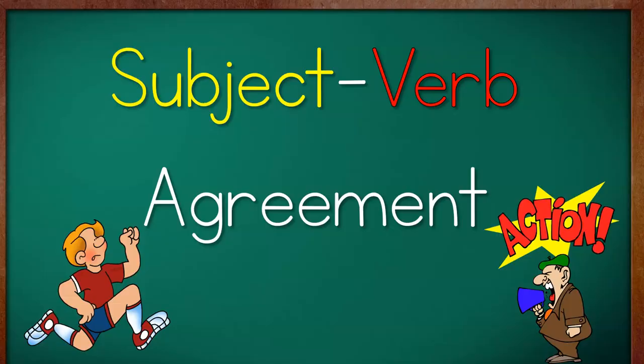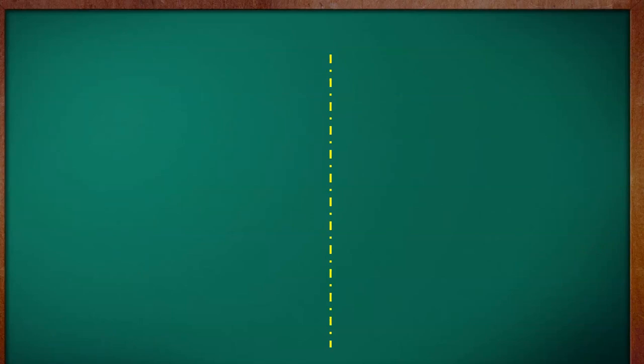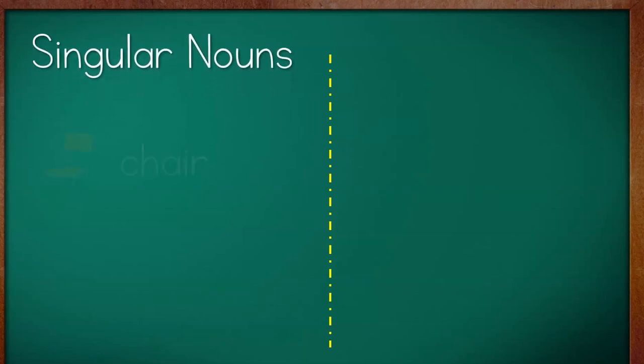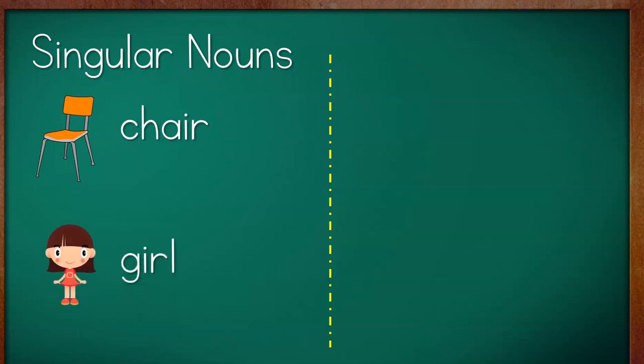Let's talk about Subject-Verb Agreement. Before we talk about Subject-Verb Agreement, we need to talk about singular nouns. So a singular noun is a noun that there's only one of. So here is a chair, there's only one chair, and here is a girl, there's only one girl. So do we need to put the letter S at the end of the word if there's only one? Of course not, because there's only one of this noun.